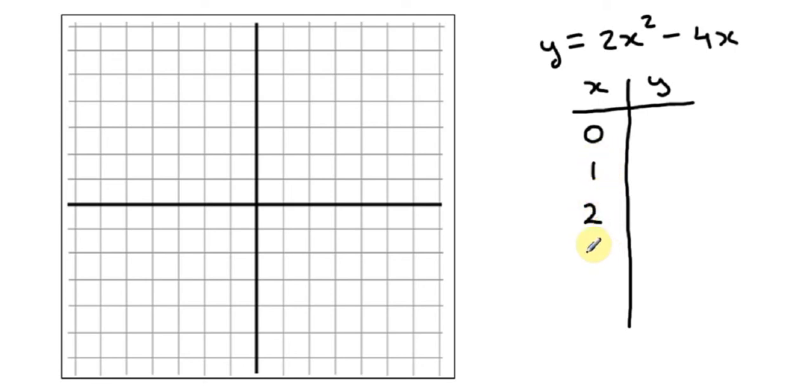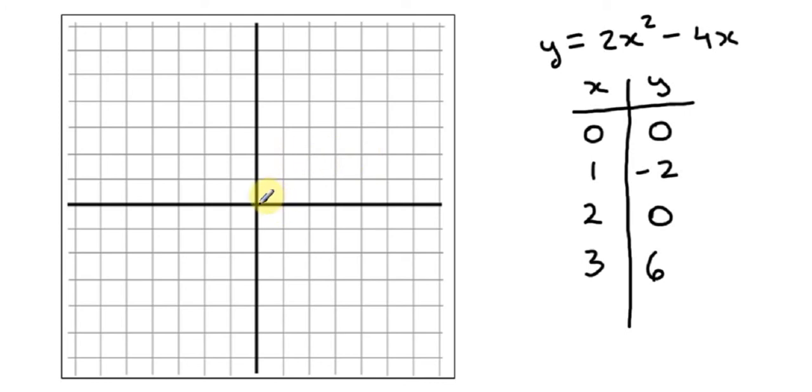Okay. So if we plug in 0, well, we got 2 times 0 squared minus 4 times 0. So that's just 0. If we put in 1, we're going to get 2 times 1 squared minus 4 times 1. So we get negative 2. And if we plug in the 2 and you work it through here, 2 times 2 squared minus 4 times 2, we're actually going to get 0 again. And if you plug in the 3, and I'll let you calculate it, we get 6.